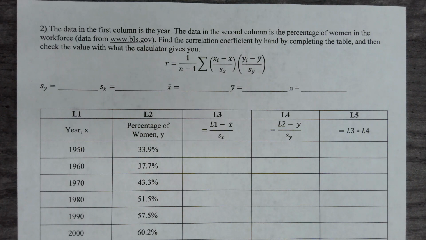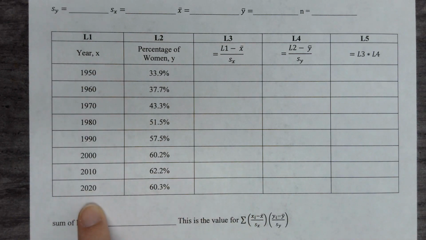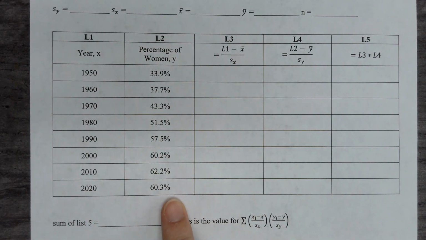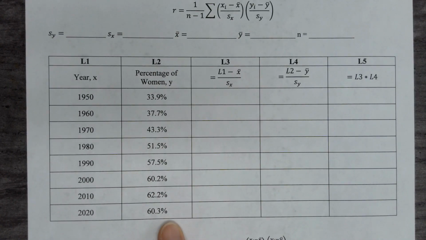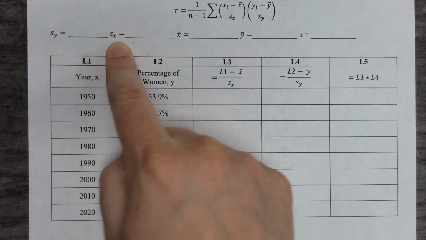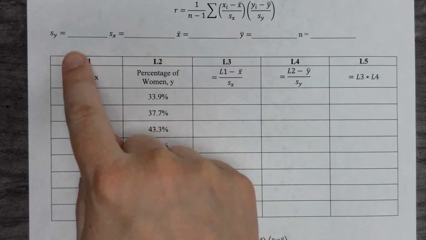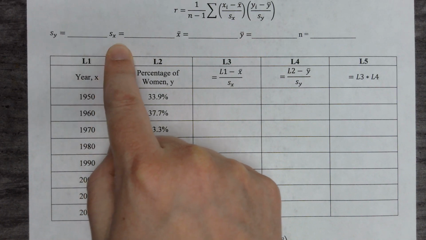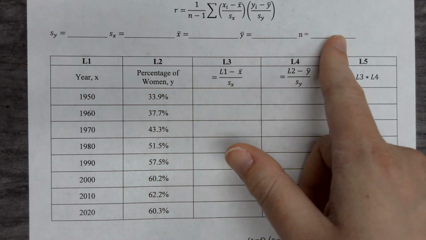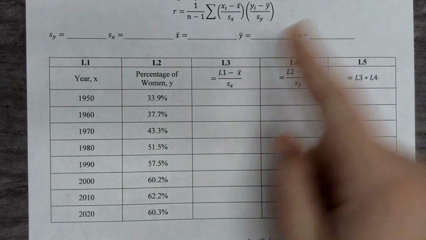Make sure you plug everything into the graphing calculator. So in your list 1, you're going to put all the years in your L1. In L2, you're going to put all the percentages. Make sure after that you find all these values. So find your S sub Y, find your S sub X, find your X bar, find your Y bar. Remember, this is standard deviation of Y, standard deviation of X, mean value of X, mean value of Y, and know how many people are in here. So make sure you count to your n value.